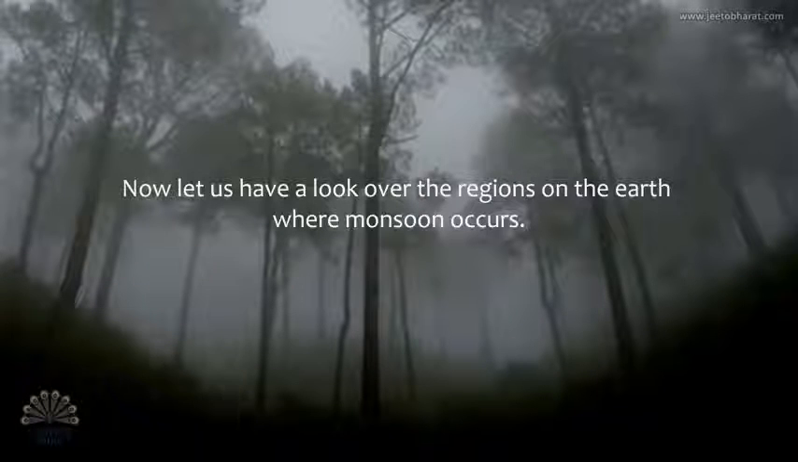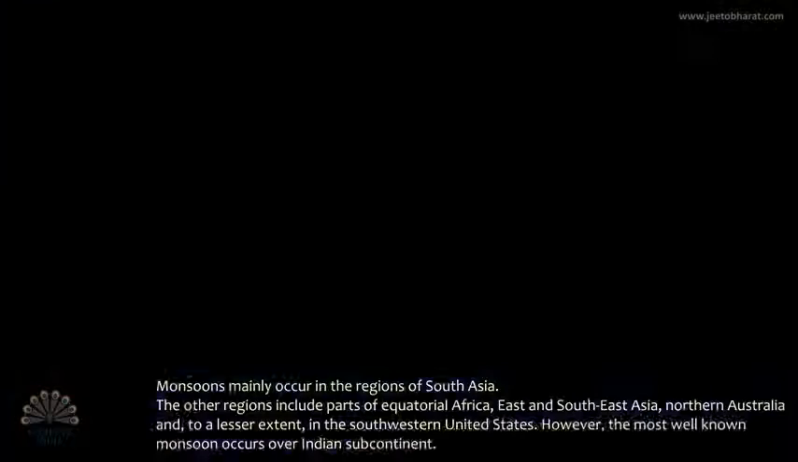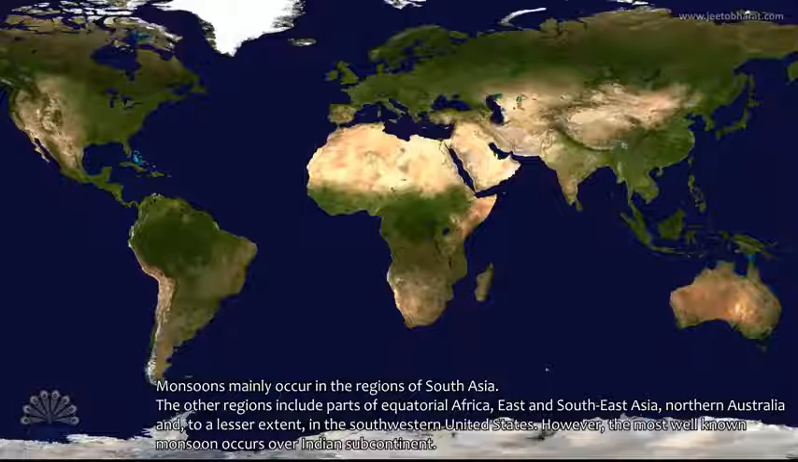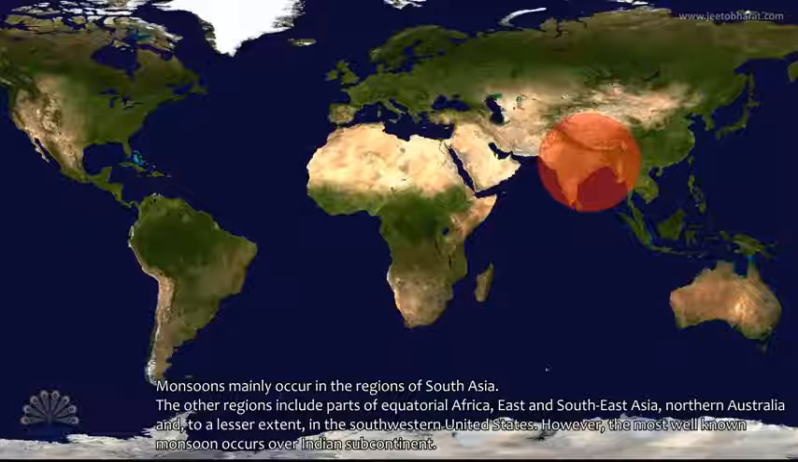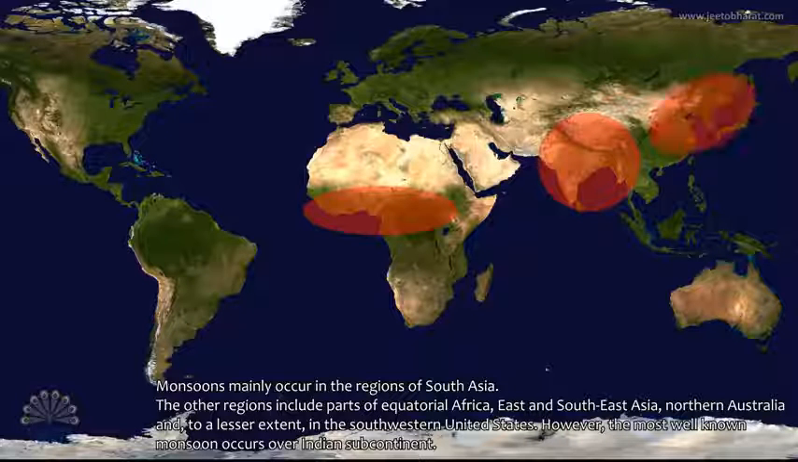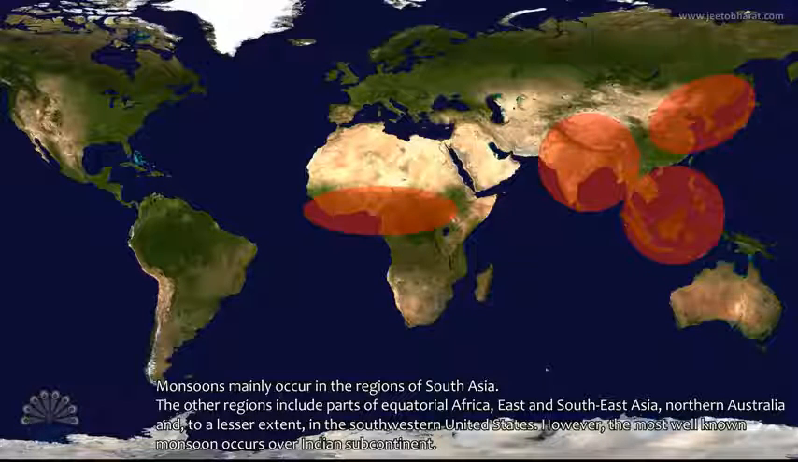Now, let us have a look over the regions on the earth where monsoon occurs. Monsoons mainly occur in the regions of South Asia. The other regions include parts of Equatorial Africa, East and Southeast Asia, Northern Australia, and, to a lesser extent, the southwestern United States. However, the most well-known monsoon occurs over the Indian subcontinent. Now let us take up monsoons of India in detail.